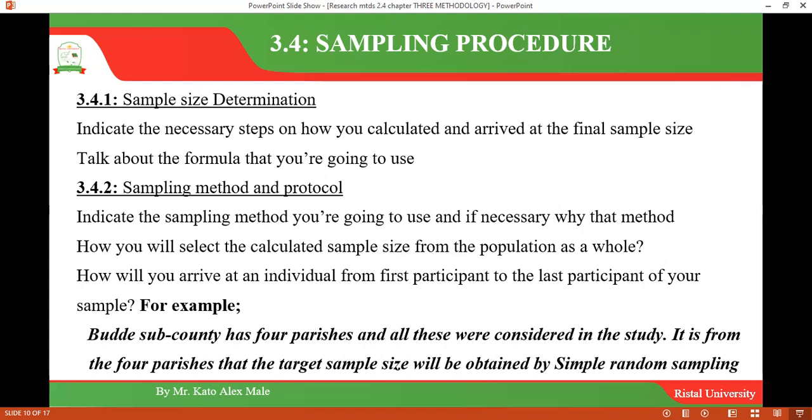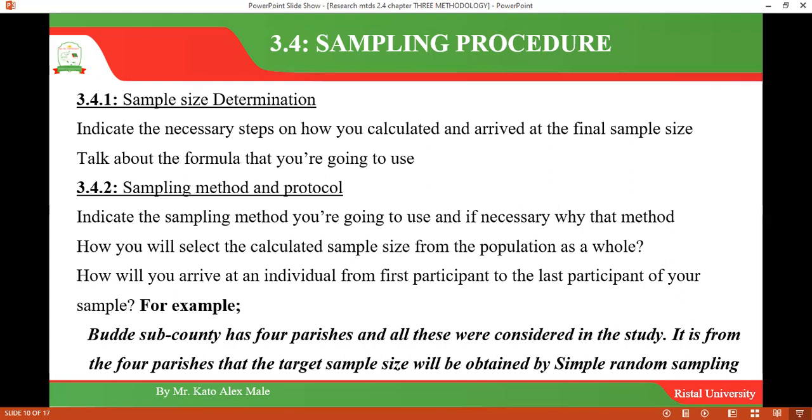I discussed this very well in detail under the sampling methods lecture. Please revisit to understand more, and I gave very good examples there. So for this case, for each parish, for each sample size that I've determined by clustering, I go and achieve that sample by simple random sampling, so long as an individual is 18 years and above, is a resident of the sub-county, and is willing to participate in the study. Good.